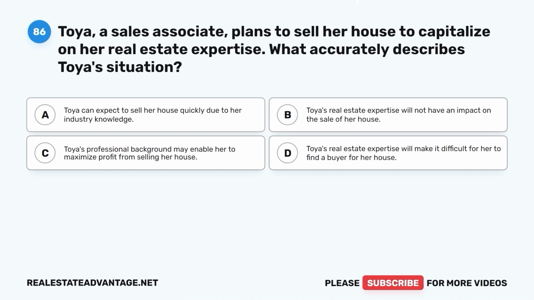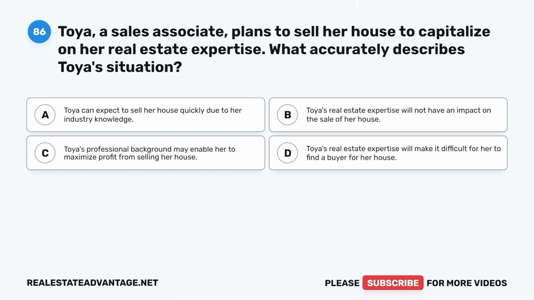Question 86. Toya, a sales associate, plans to sell her house to capitalize on her real estate expertise. What accurately describes Toya's situation? A. Toya can expect to sell her house quickly due to her industry knowledge. B. Toya's real estate expertise will not have an impact on the sale of her house. C. Toya's professional background may enable her to maximize profit from selling her house. D.